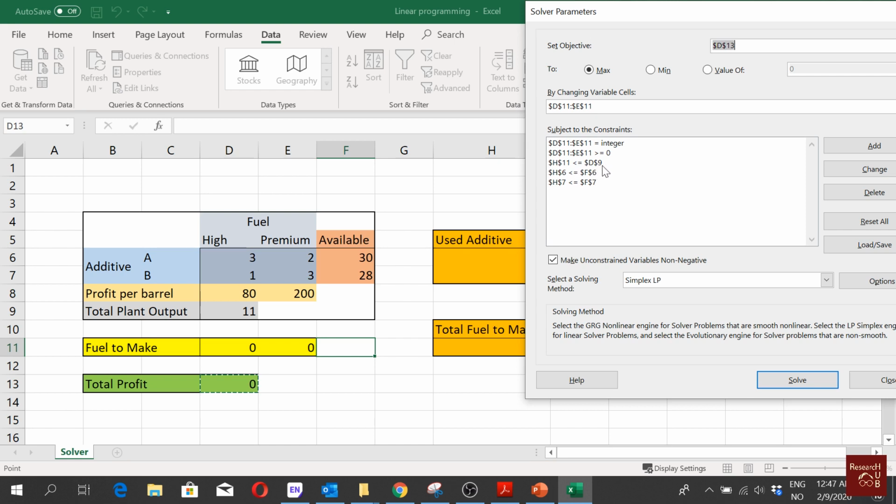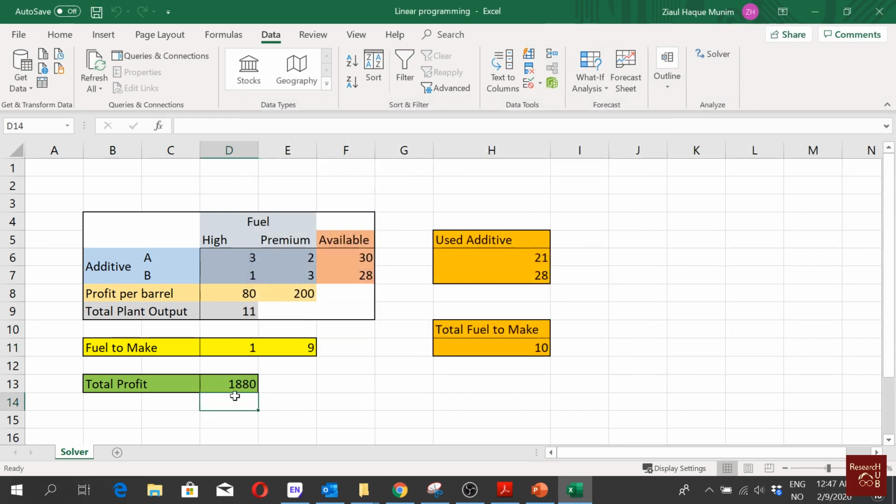Then this constraint here, H9 and D9. What we say is that our additive used here should be within our capacity, so it should be less than or equal to our capacity. Again, the same here: H7 should also be less than the capacity here, that is F7. And then if we click solve, we'll get this value here.